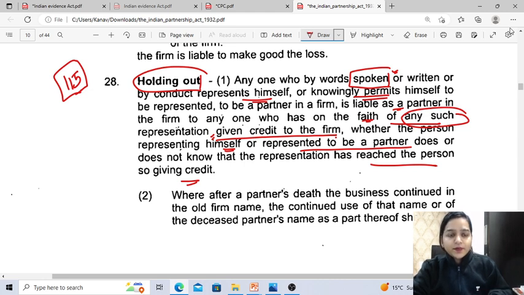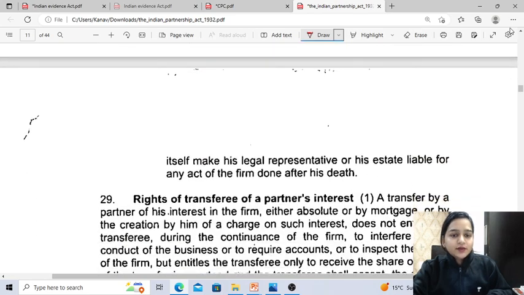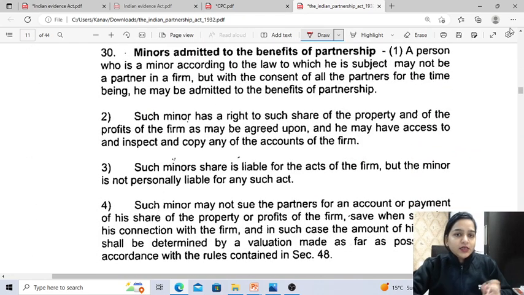So this is very important. There is a landmark judgment regarding this, that is Mollwo March versus Court of Wards. Section 30 is very important.